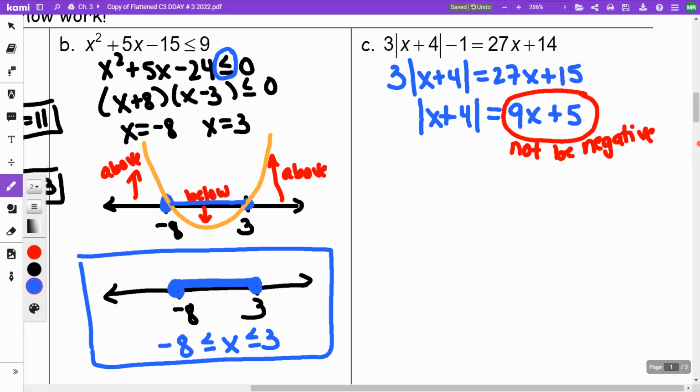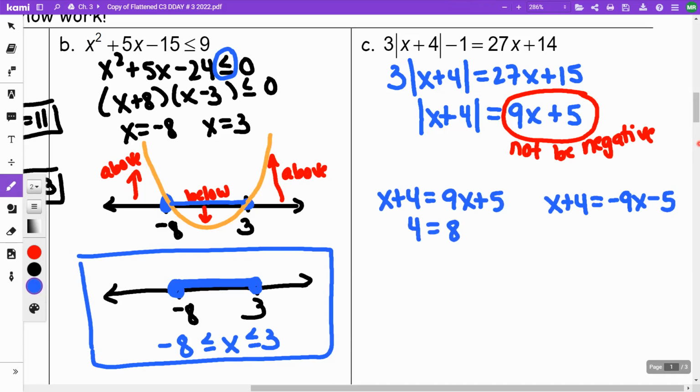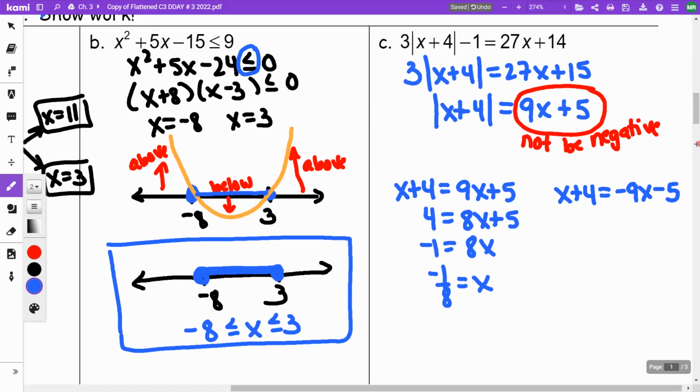So I'm going to work out 2 equations. One of them is going to be x plus 4 is equal to 9x plus 5. The other one's going to be x plus 4 is equal to a negative 9x minus 5. So I'm going to subtract x, I'm going to minus 5, and I get a negative 1/8 as a possible answer. The other one, I'm going to add 9x to both sides and get a 10x. I am going to minus 4, so I get a negative 9, and I get a negative 9/10.